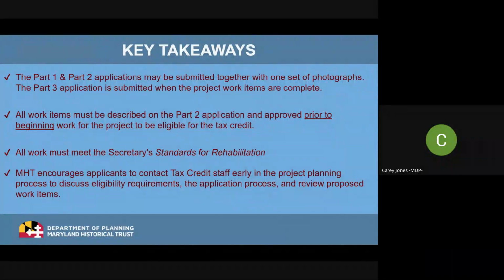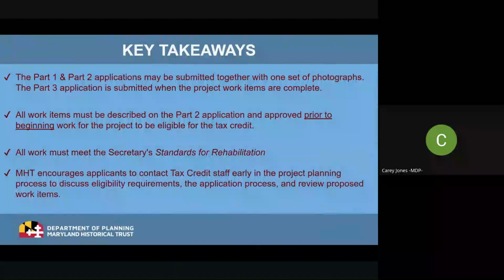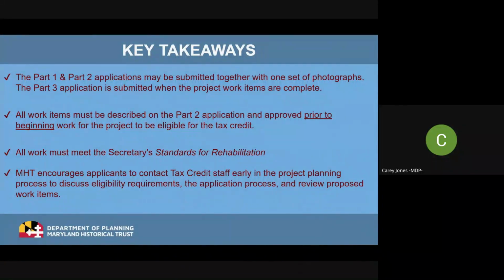To recap a few key takeaways, the Part 1 and Part 2 application can be submitted together and will be reviewed by MHT concurrently. The Part 3 application is submitted when all of the work is complete. All work items, regardless if they are eligible for the credit or not, must be described on the Part 2 application and reviewed and approved by MHT prior to starting work. And the work items must all be in keeping with the Secretary of the Interior standards for rehabilitation. Finally, MHT encourages you to consult our online resources and tax credit staff with any questions.